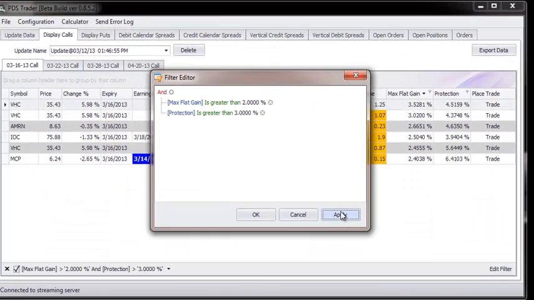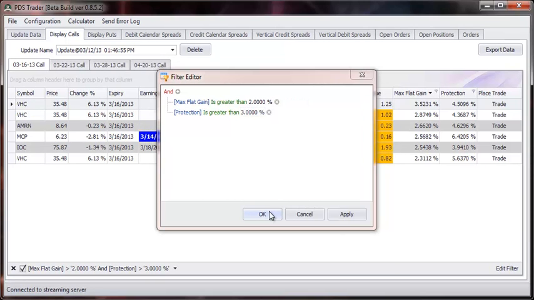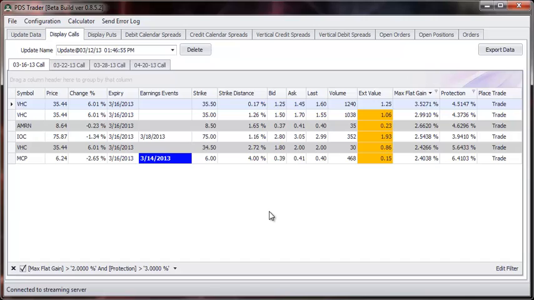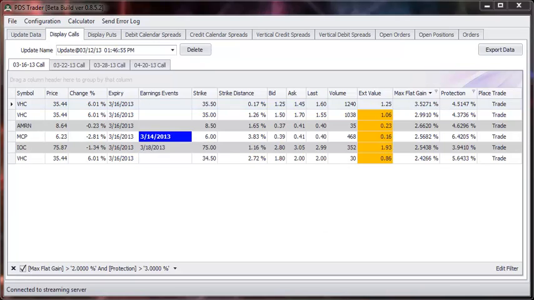Select Apply to see which opportunities meet this criteria. Now we have some pretty good opportunities that meet the standards of what we are looking for. The filter editor can also be used for earnings releases to only show opportunities that won't have earnings before the expiration, or to only show opportunities that will have earnings before the expiration.